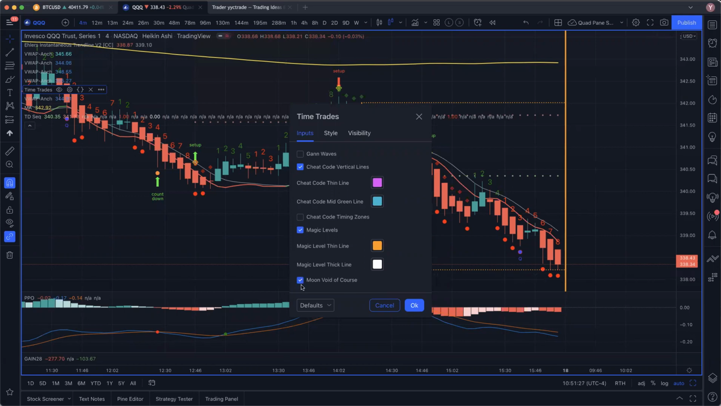If you do not see moon void of course here on your Time Trades indicator, you just need to delete the Time Trades indicator from your chart and re-add it. That should pick up the latest version that has this moon void of course feature.